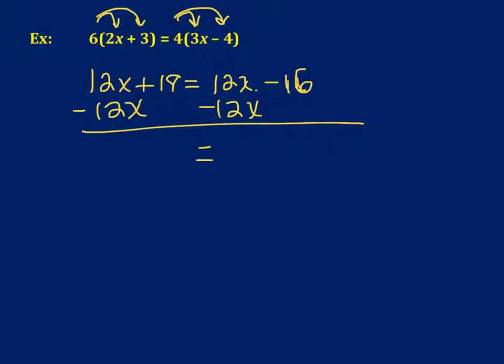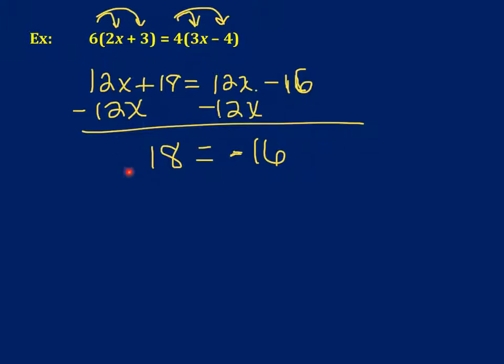Equal sign always comes straight down. 12x minus 12x, that's 0, it's gone. So all I'm left with over here is 18. 12x minus 12x, that's 0, it's gone. I'm left with negative 16. And just be careful that that negative sign that's in front of 16, that's attached to the 16.